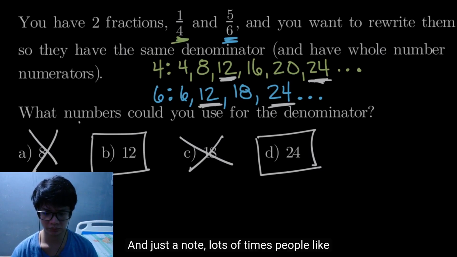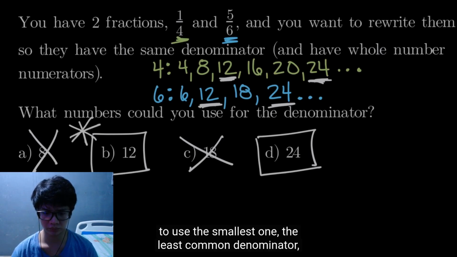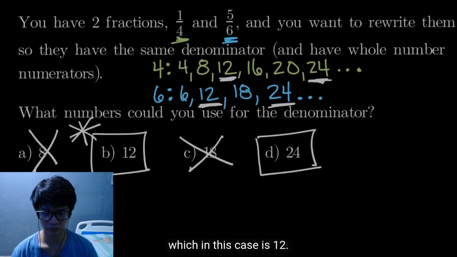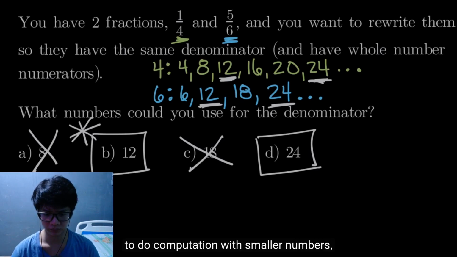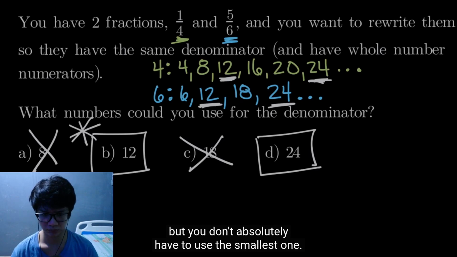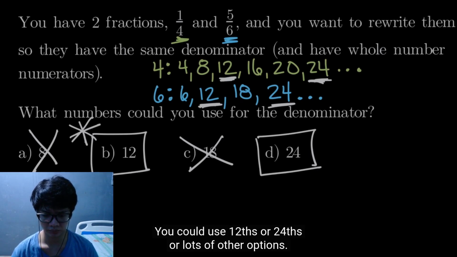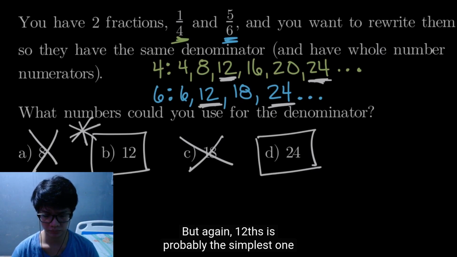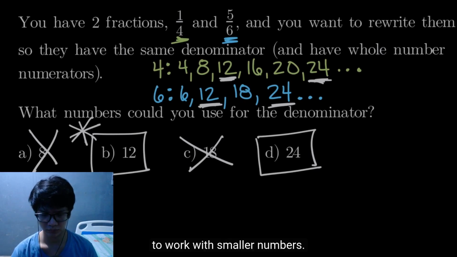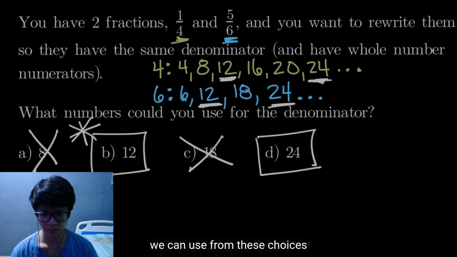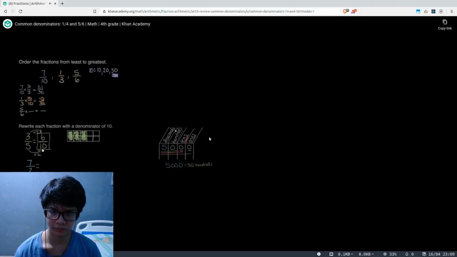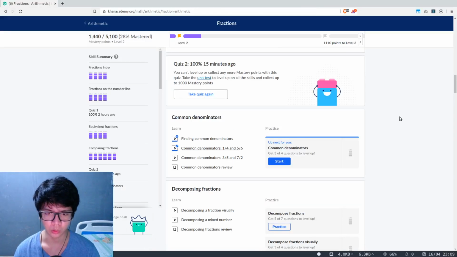And just a note, lots of times people like to use the smallest one, the least common denominator, which in this case is 12. And it makes a lot of sense because it's easier to do computation with smaller numbers, but you don't absolutely have to use the smallest one. You could use 12ths or 24ths or lots of other options. But again, 12ths is probably the simplest one to work with just because generally it's easier to work with smaller numbers. But for this question, the common denominators we can use from these choices for fourths and sixths are 12 and 24. Cool.